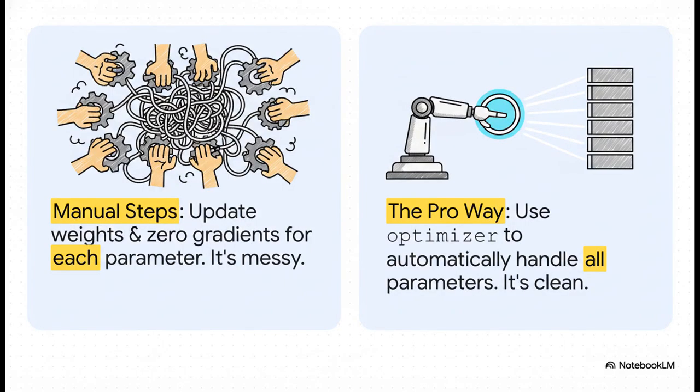And just look at the difference this makes. On the left, you see our messy manual code. We had to update and reset every single parameter by hand. But on the right, that's the pro way. The guess is just a clean, simple model(x). The entire update process we did by hand is now handled by just 2 commands, optimizer.step and optimizer.zero_grad. It's so much cleaner and just way, way more powerful.